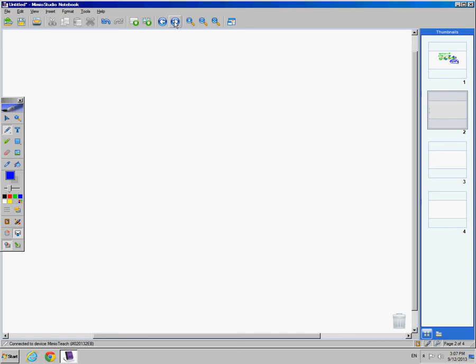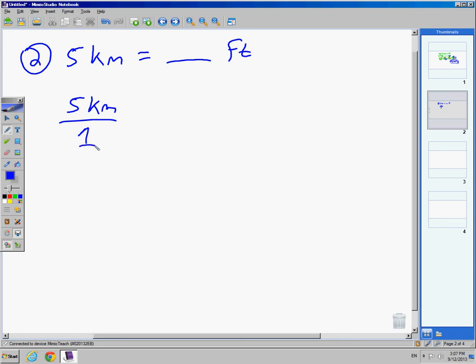Let's go to another one, number 2, which says 5 kilometers equals how many feet? So we write this 5 kilometers. If you really want to be specific, you could write it just over 1 if that helps. I realize that I'm going to convert kilometers into something smaller. Feet is very small. Think of your foot. And kilometer is large, kilo meaning 1,000. So I'm going to put here 1 kilometer, and then I'm going to say that's 1,000 meters.